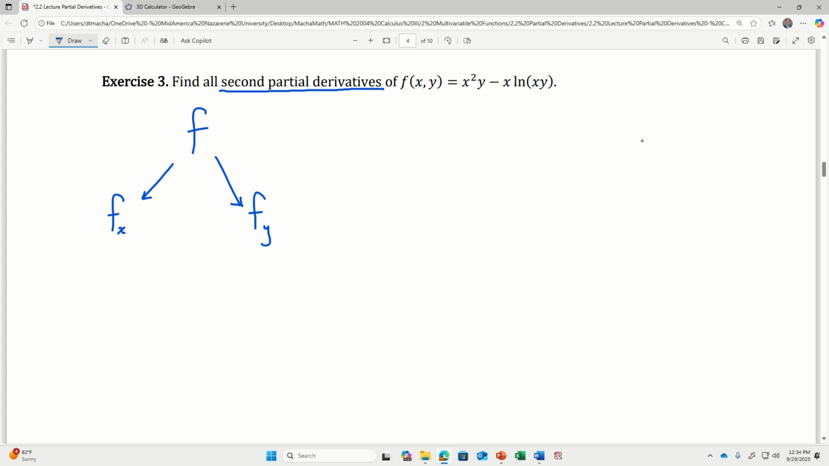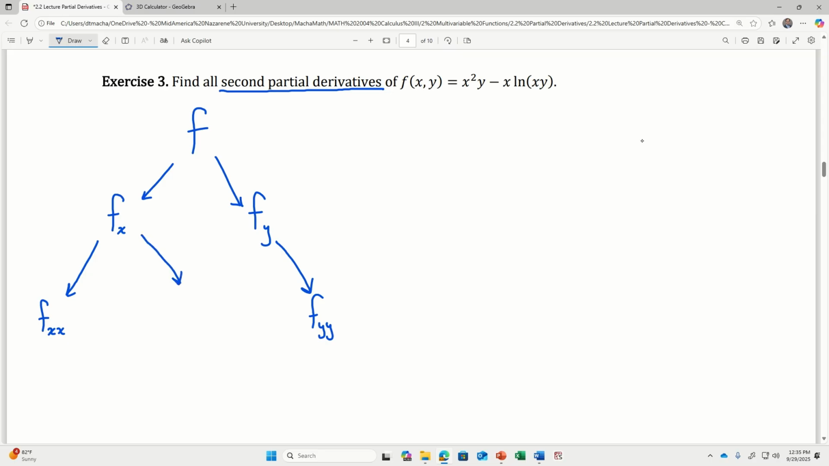Once I have the partial derivative of f with respect to x, I could take another partial derivative of f with respect to x. And once I have the partial derivative of f with respect to y, I can take another partial derivative with respect to y. And I've got those second partial derivatives.